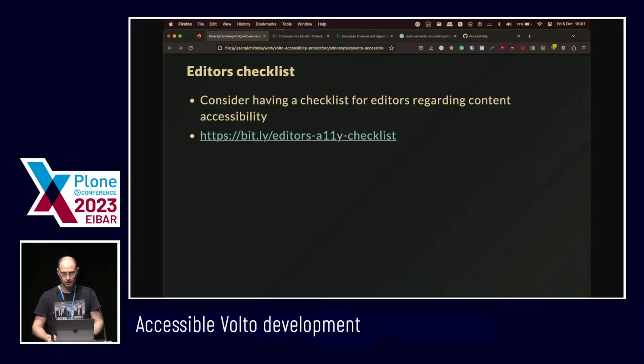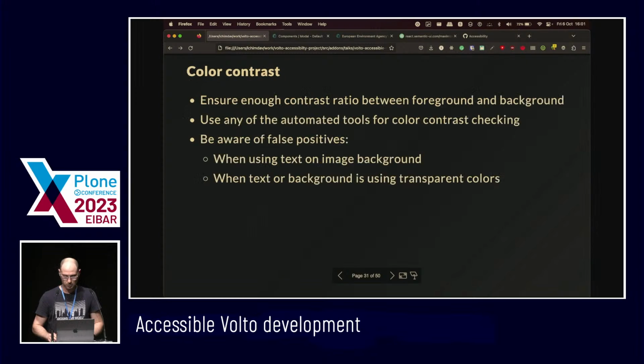And I think you should take into consideration to create a checklist of items that the editors should follow whenever they have an article to publish, or they want to use certain items in the pages that they create. And I leave a link where you can get more information of what sort of checklists you could use. Okay, and now let's talk about the color contrast.